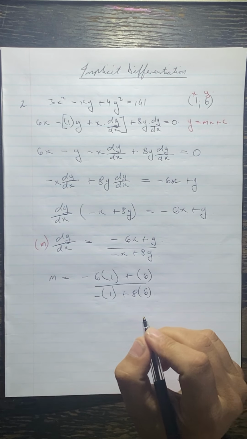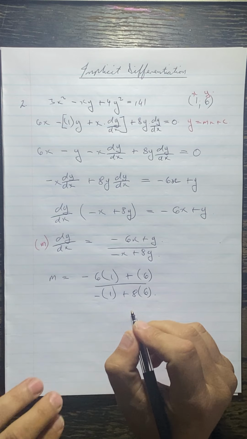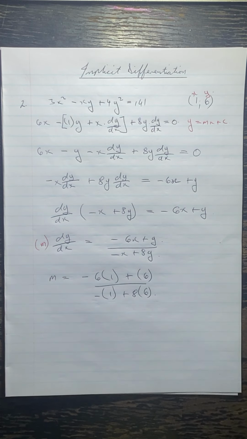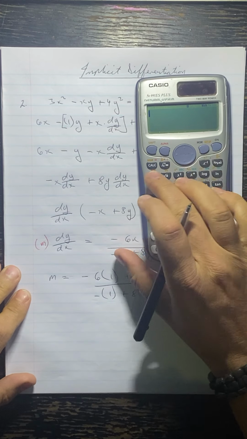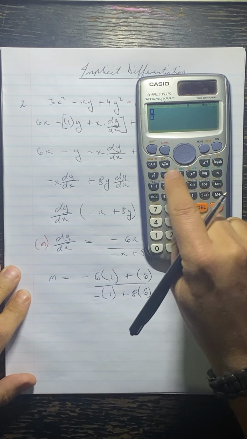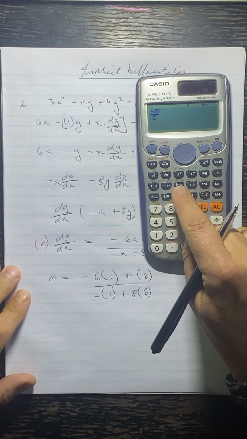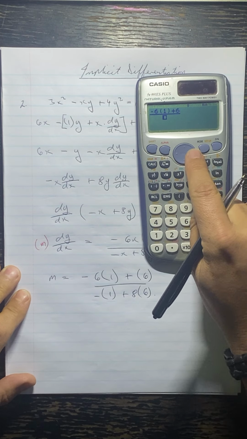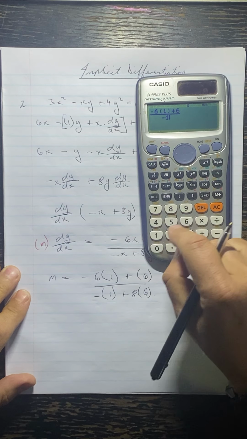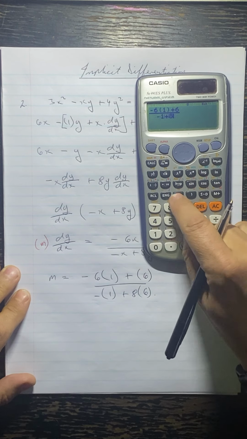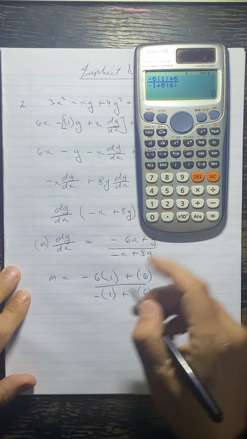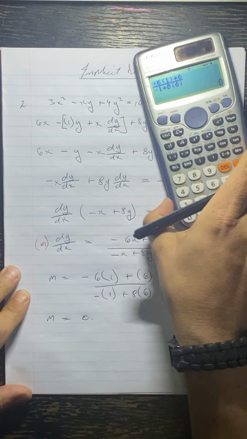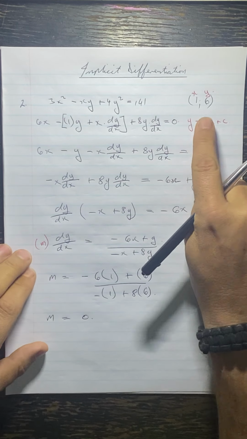Okay, and if we work that out on the calculator, we should get 0, I think. Let's just double check. So we've got minus 6 times 1 plus 6 over minus 1 plus 8 times 6. And we get 0. Okay. So that means that our gradient is 0.